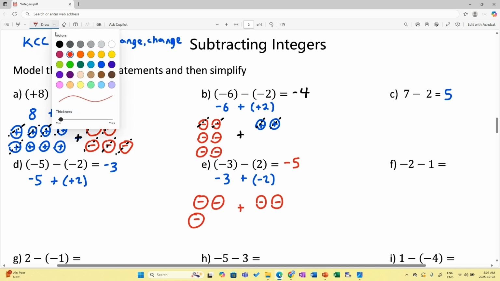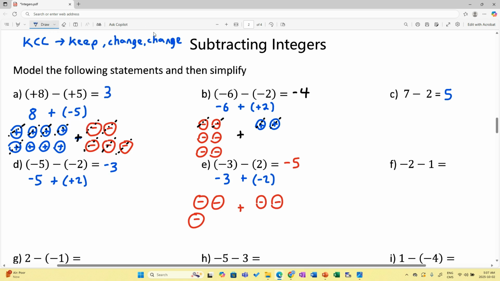Okay, now I'm not going to draw any more visuals. I'm simply just going to solve with keep, change, change. So here, I keep, I change, and I change. So negative 2 plus negative 1 is negative 3, right? Because I keep the first number the same. I change my minus sign to a positive sign. Then I change my last number from a positive 1 here to a negative 1. So I have negative 2 plus negative 1, which is negative 3.